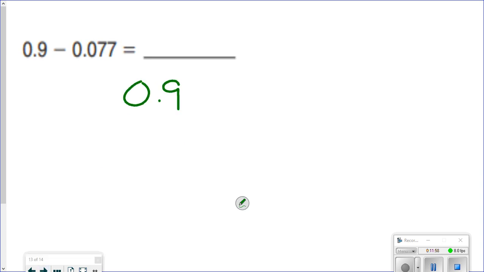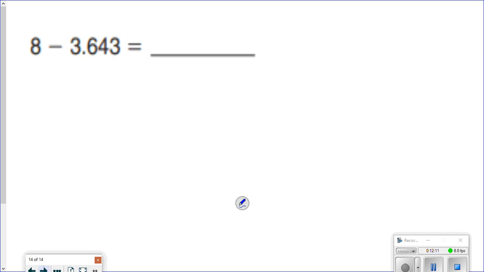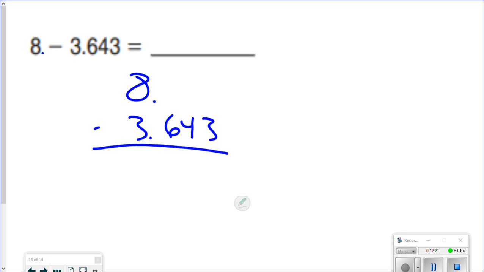0.9 minus 0.077. Zeros here, decimal right there. That's how you line those up. This last one's a good one. We have 8. Remember, there's a hidden decimal right there. 3.643. Subtract. You see how that'd be an easy problem for kids getting correct?